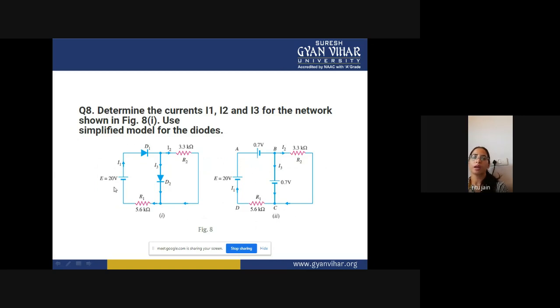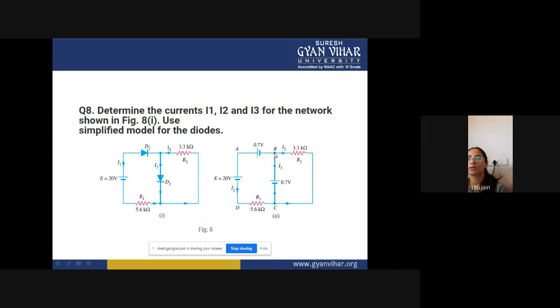So you can see that diode D1 has a voltage drop of 0.7 volt, and diode D2 also has a voltage drop of 0.7 volt. So after simplifying this circuit, you will get this circuit. This is the simplified circuit of diagram 8.1. Now you have to find the current I1, which is flowing through resistance R1, I2, flowing through the 3.3 kilo ohm resistance, and I3.